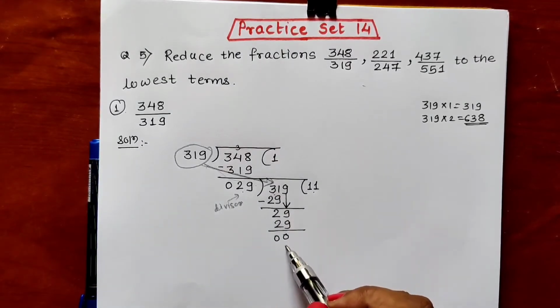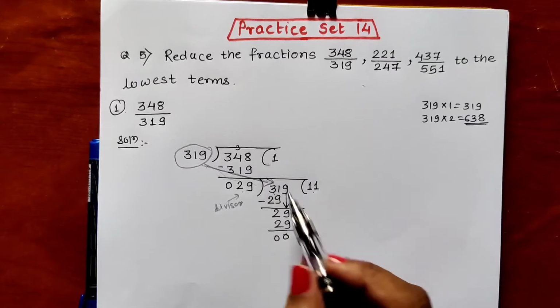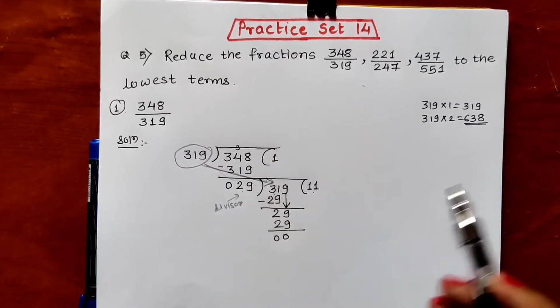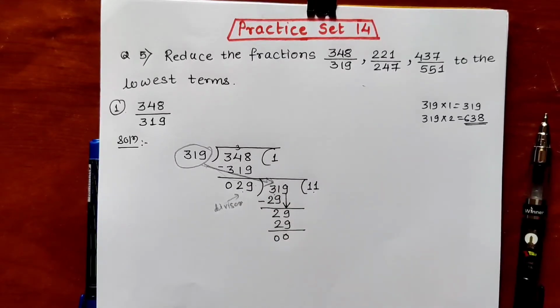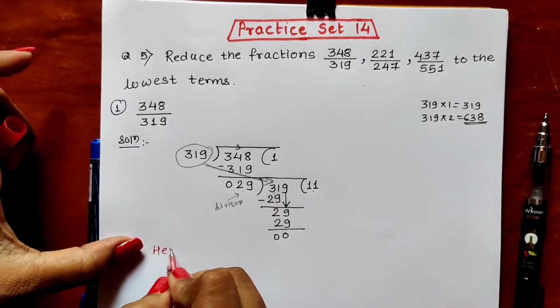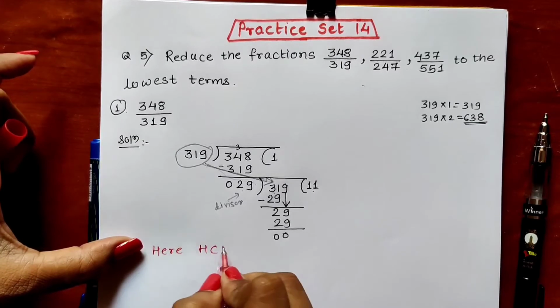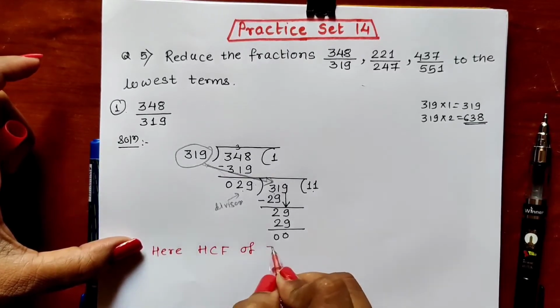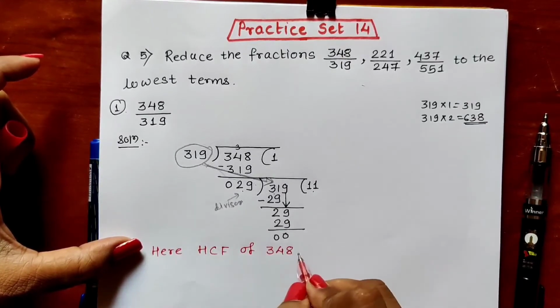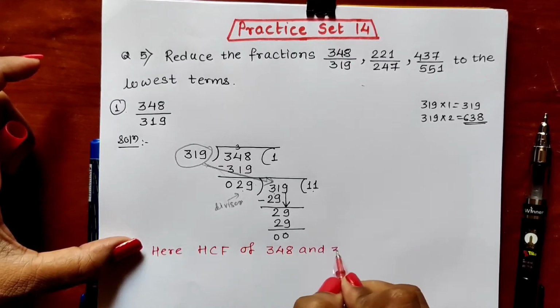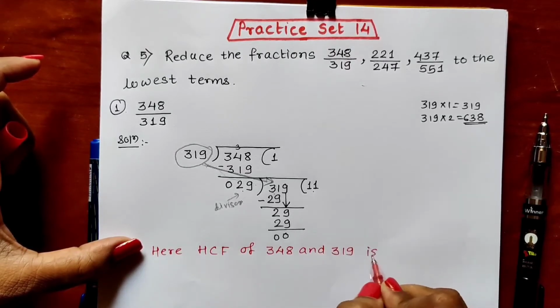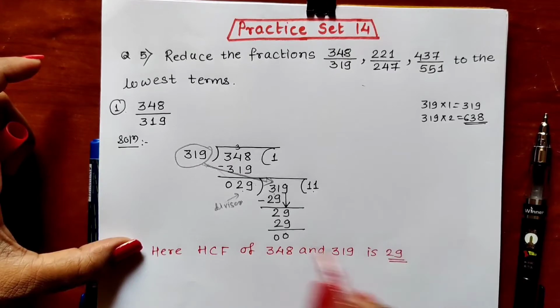As we have got remainder 0, this will become our last step and the divisor of the last step becomes the HCF. So here the HCF of 348 and 319 is 29. We all know the divisor of the last step becomes the HCF.